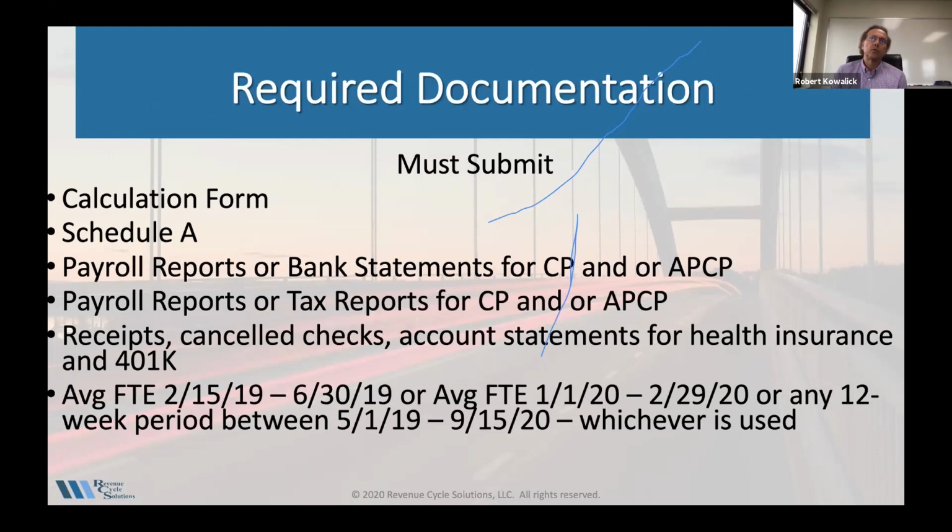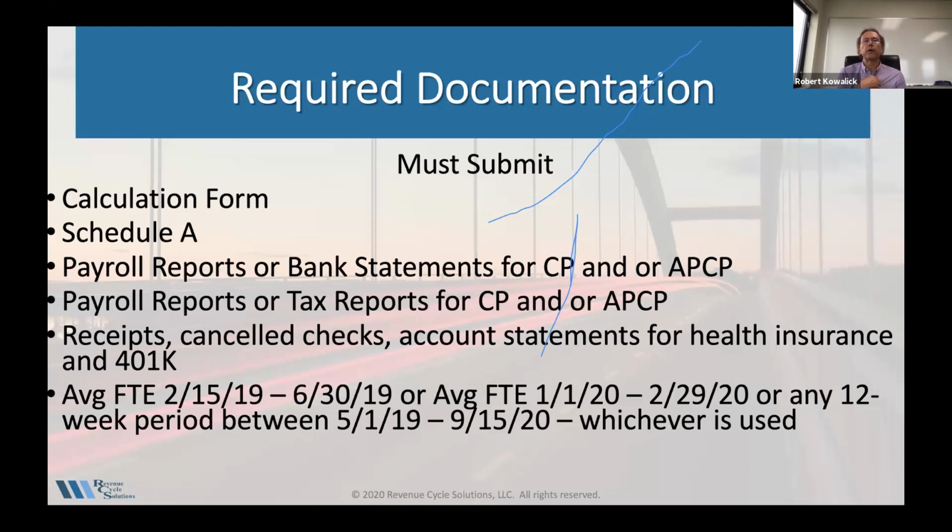Now, there's 2 types of documentation you need to have. Documentation you have to submit with the application, and documentation that you just have to make sure you have in case they ask you for it. So this is what you have to submit. You have to submit the calculation form. You have to submit Schedule A. You have to submit payroll reports or bank statements that show every dollar of payroll cost that was used in your 56-day period, whichever one you choose.